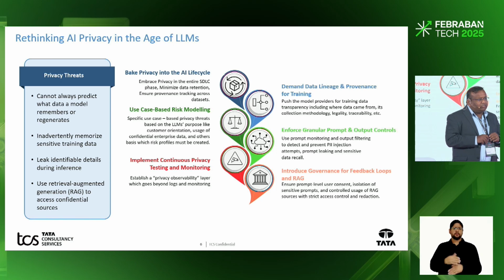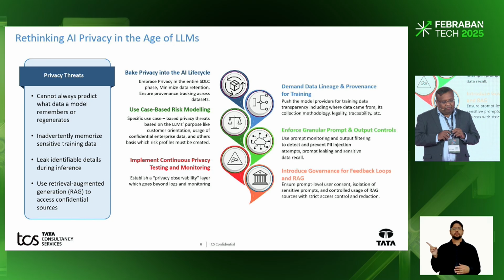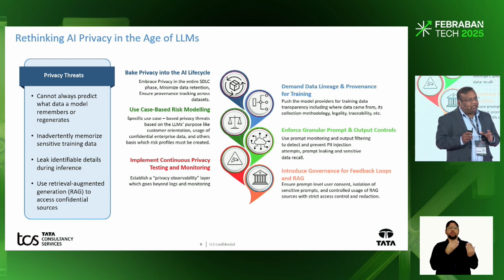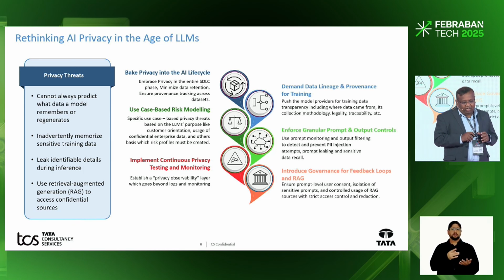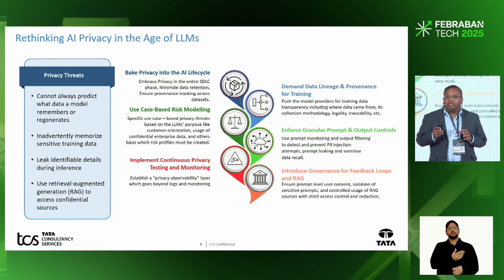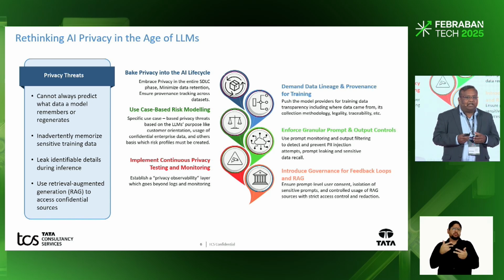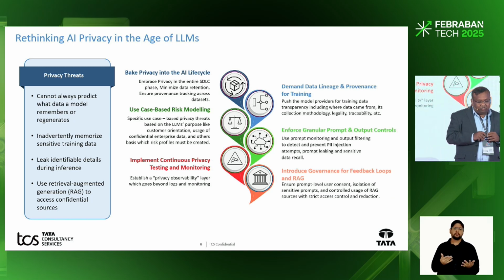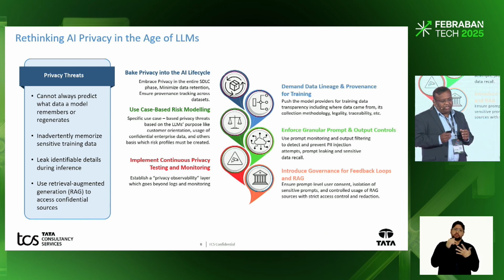Moving to the next one. So, rethinking AI privacy in the age of LLMs, right? We know that the privacy threats are real on the Gen AI side. We cannot always predict what the AI has learned, what information it remembers, and how it has generated that information; we are not aware. AI LLMs are a black box for all of us, and what the source of the training data is, we are not aware. So those are the critical items that we need to consider when we are developing a privacy program.